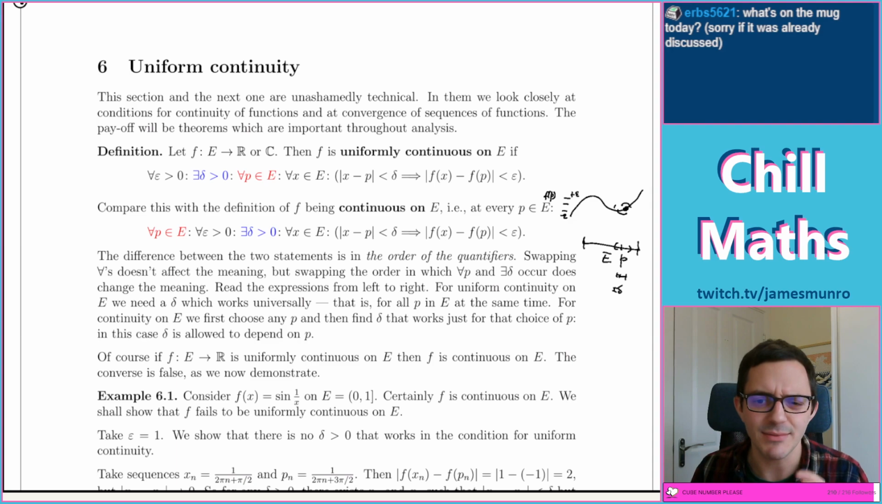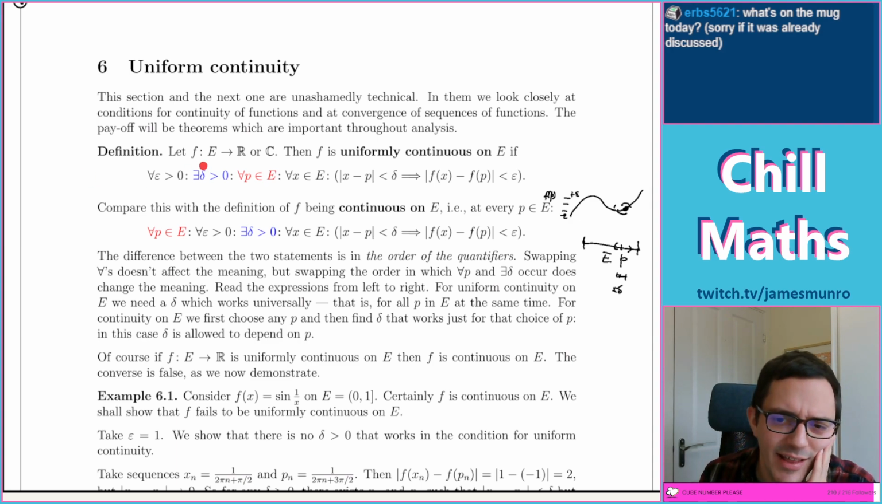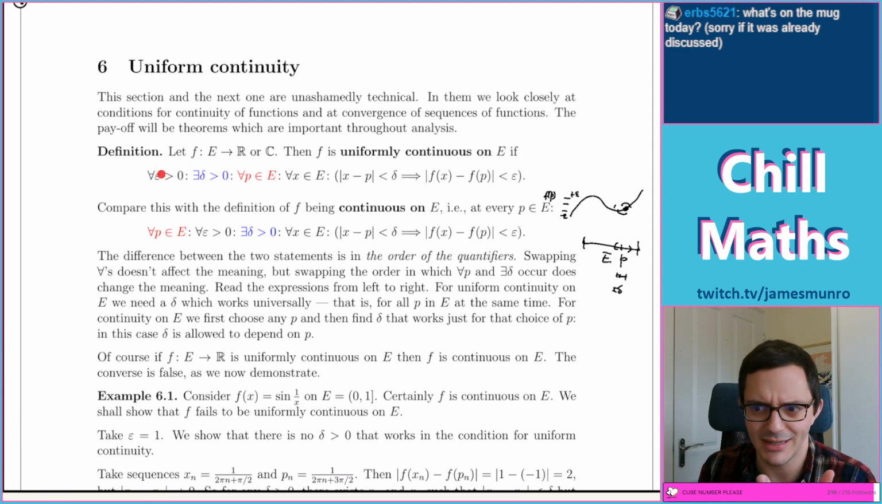If you like, that's the relationship between delta being a function of epsilon. The smaller the value of epsilon they pick, well, I guess you should probably pick a smaller value of delta if they make epsilon smaller. But now, crucially, this function delta of epsilon doesn't depend on p anymore.